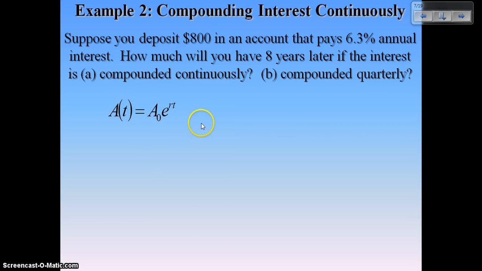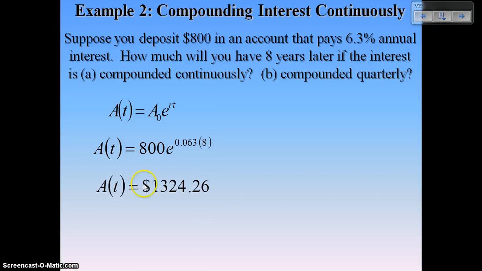All right, what do we have? What do we plug in? Well, I know that A sub naught, the starting amount, is 800. The percent, 6.3%, can be written as 0.063. And the time is 8 years. Make sure you're careful plugging that into your calculator. And you get 1324.26.